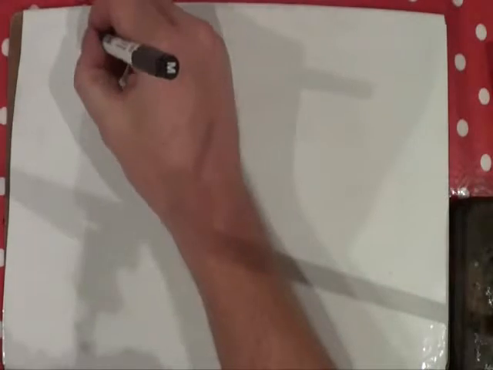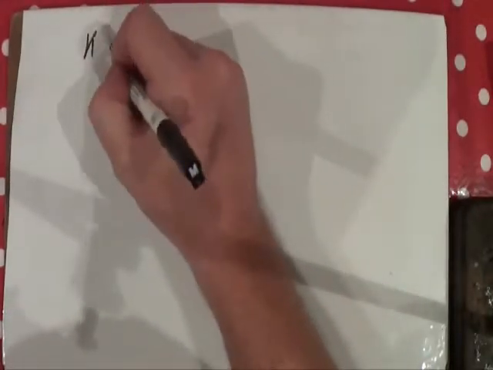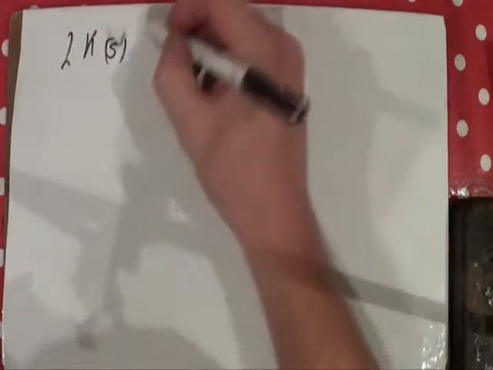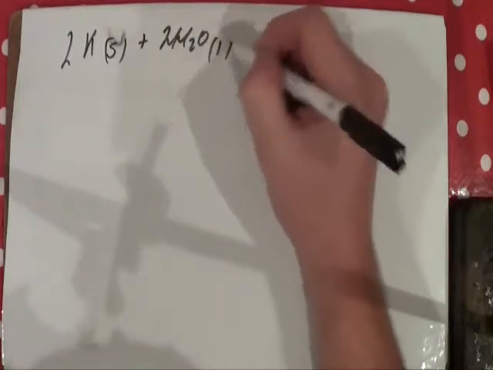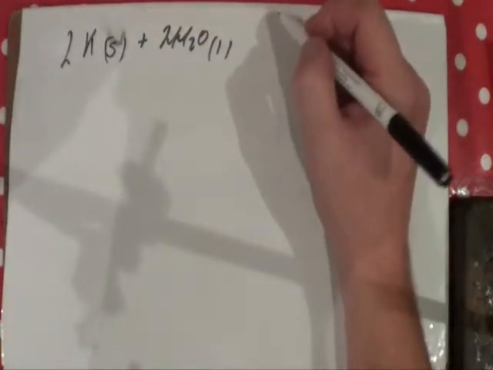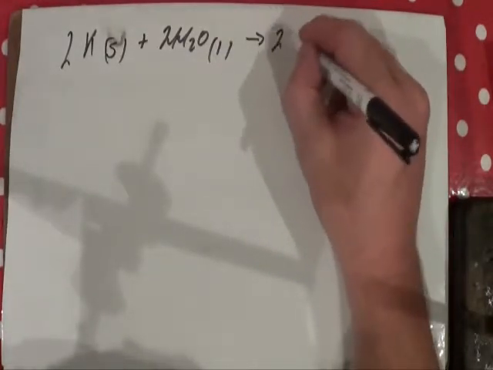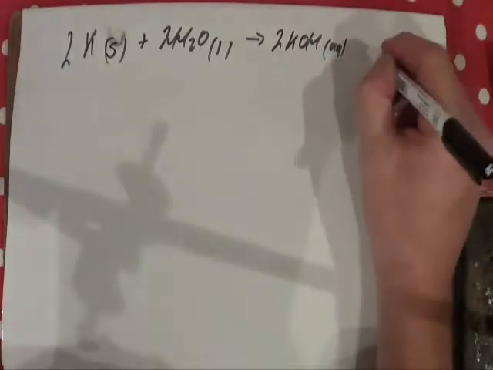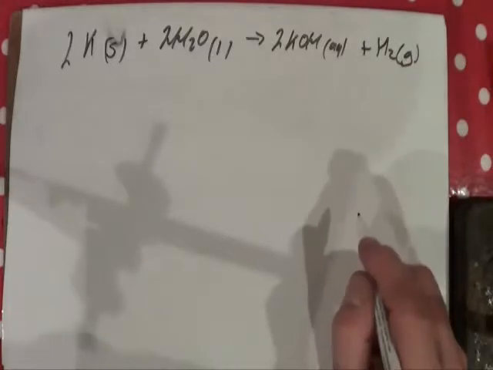Okay, let's have a look then at potassium. Oops, sorry, just pure potassium metal, which is obviously a solid. Okay, and we're going to react the potassium metal with water, which is liquid. Okay, and we will get from that potassium hydroxide, which is aqueous, and we will get hydrogen gas.